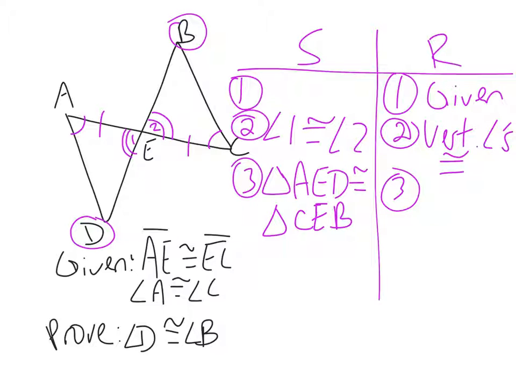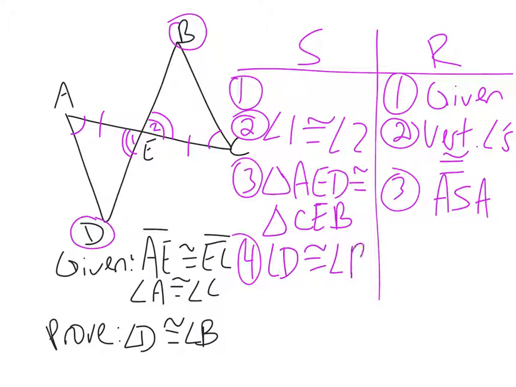Perfect. And that was angle, side, angle. Right? Because my side is between the two angles, which is different than angle, angle, side. And to finish this guy off, we've got angle D is congruent to angle B. And our reason, CPCTC. Corresponding parts of congruent triangles are congruent. Beautiful. Wonderful. I love it. That was so fun. Excellent.